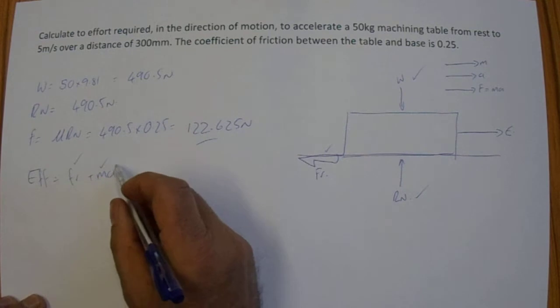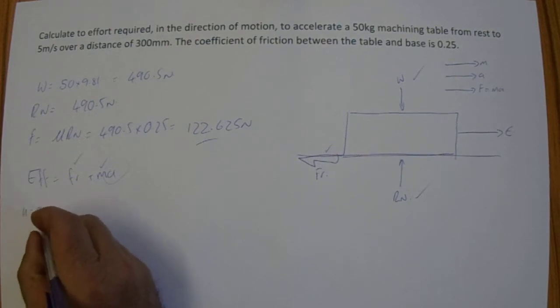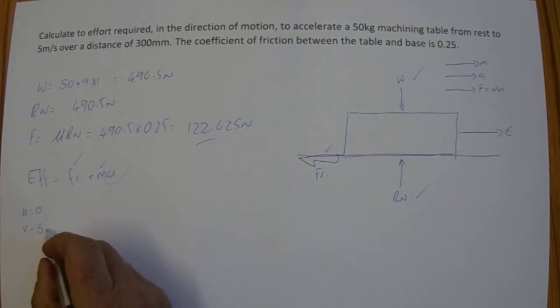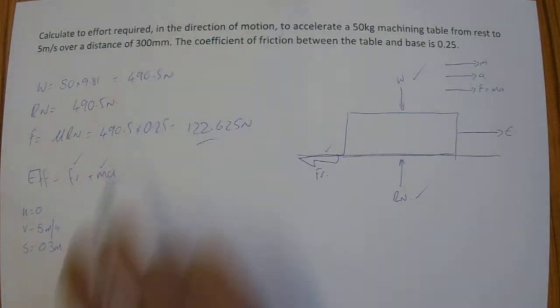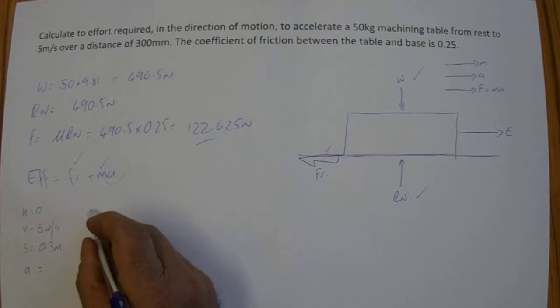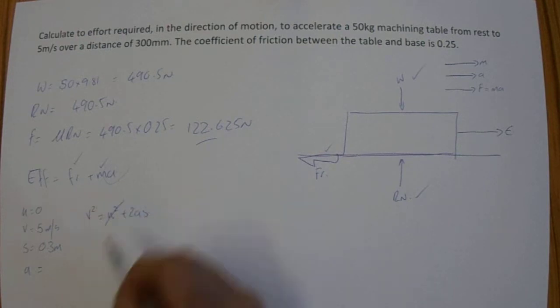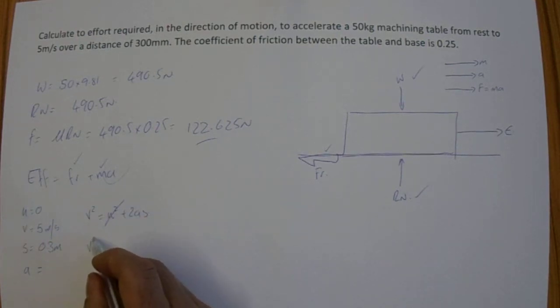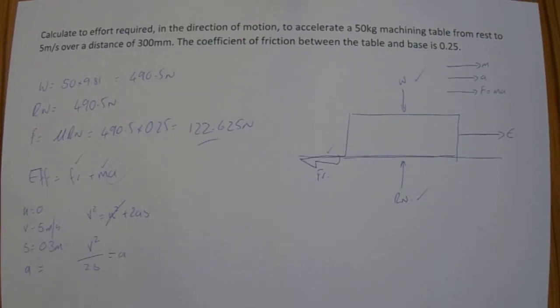We have the friction, we have the mass, we need to calculate the acceleration. The question does give us enough information so we can use our kinematic formulas to calculate the acceleration. In this case, u equals 0, v equals 5 meters per second, and our distance equals 0.3 meters, 300 millimeters. So a is what we're looking for. We use the equation v squared equals u squared plus 2as. As u is 0, that just drops out of the equation, and we rearrange the formula so we end up with v squared divided by 2s equals a. We can now solve our acceleration.